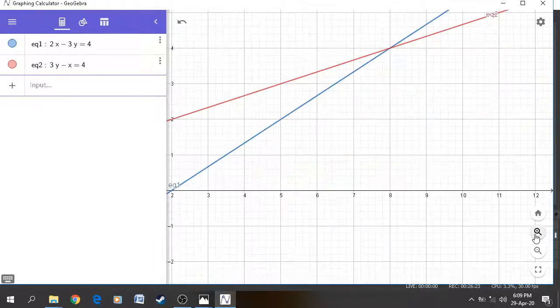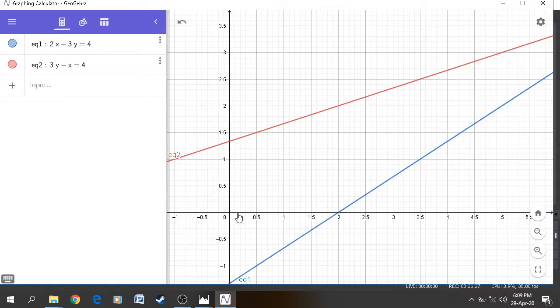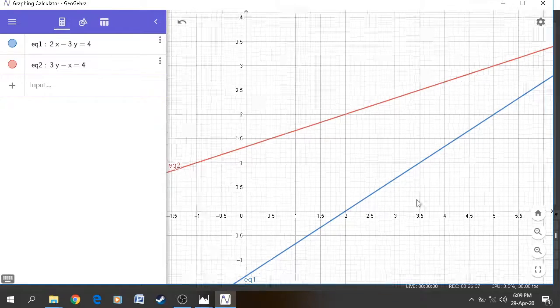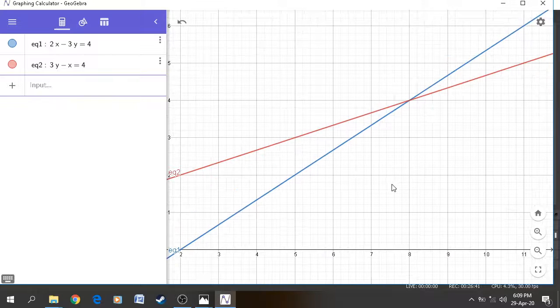Okay, if we zoom in, we will see here from 0 to 1 in our graph paper, we can name 0 and 1 with our 10 points or 1 point. There is no problem. You can scale it by any number. So here it is. What is the output? The intersection point is 8 comma 4. The solution should be 8 comma 4.